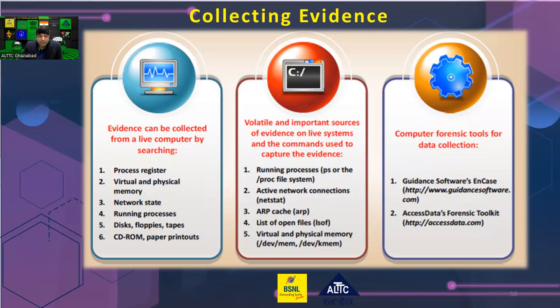Evidence can be collected from the live computer by searching process registers, virtual and physical memory, network state, etc. These are volatile and important sources of evidence on the live system, and the commands used to capture the evidence. Here are some commands: typically running processes as per the file system, active network connections with the netstat command, the ARP cache with arp, the list of open files, and virtual and physical memory with dd, which is a common command.